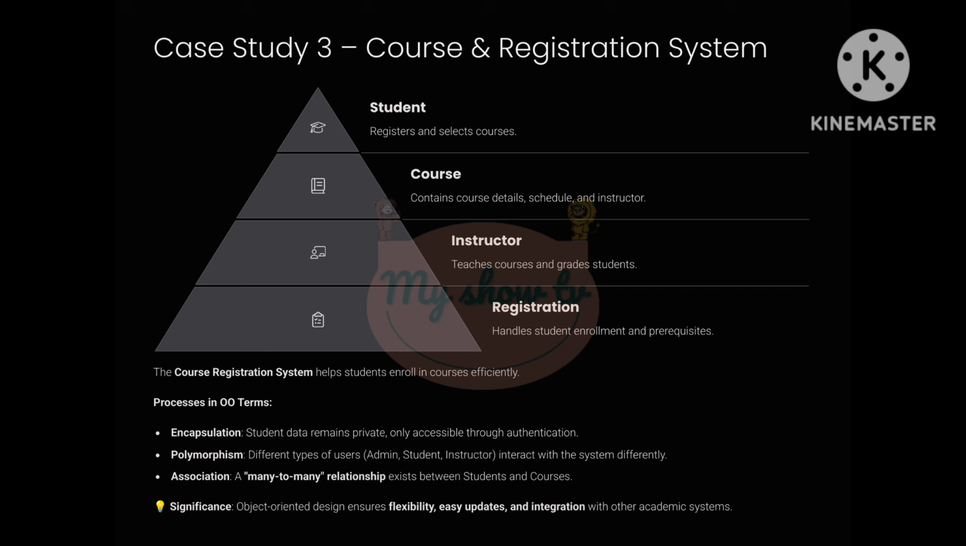Association. There is a many-to-many relationship between students and courses, as one student can register for multiple courses and one course can have multiple students. This object-oriented design ensures flexibility and allows for easy integration with other academic systems, such as attendance tracking and online exams.